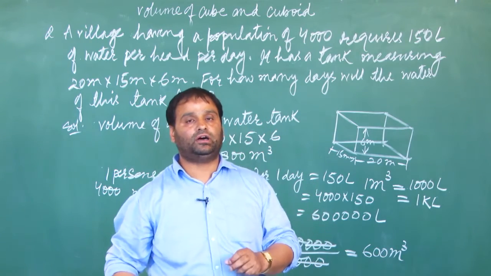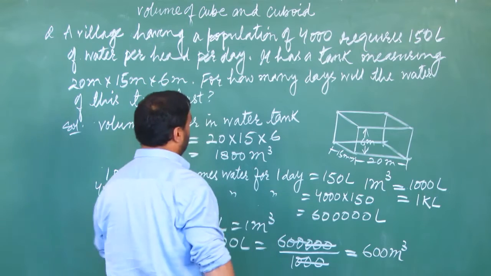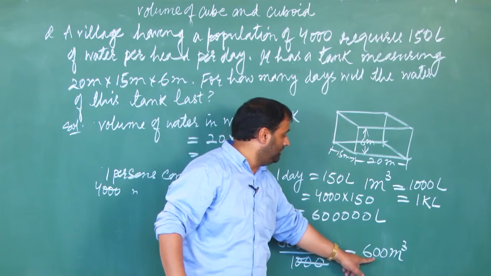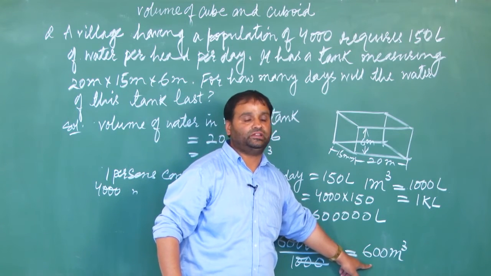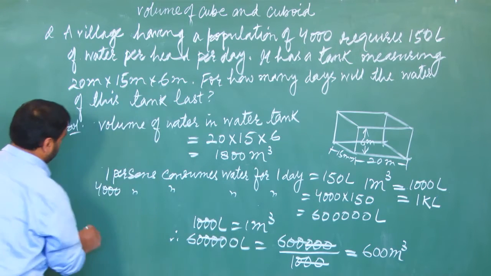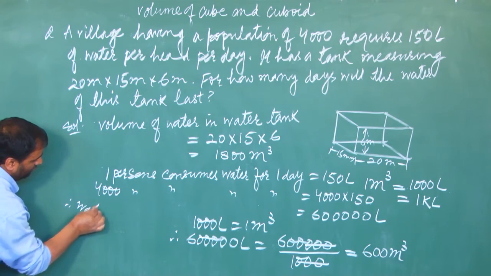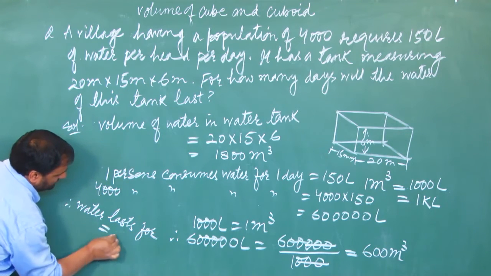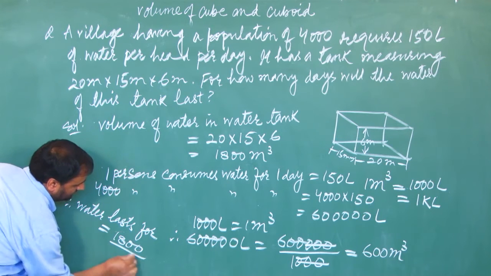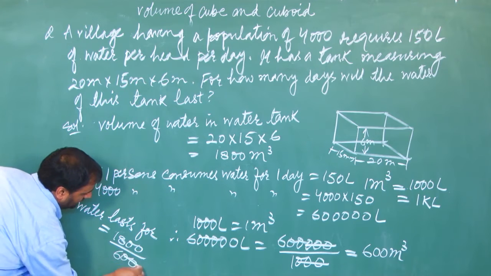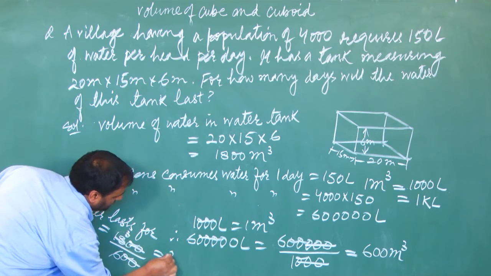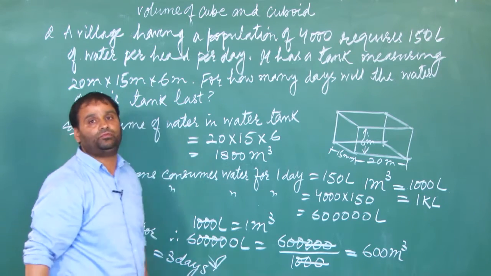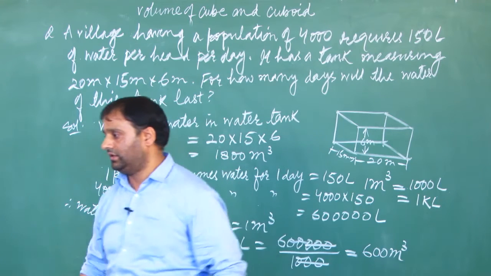How many days will the water last? The water will last for the total capacity of the tank, the water in the tank, divided by the water that is being consumed in a day. So, we can write it in that corner: water lasts for the total capacity of that water tank divided by the water consumed in a day. It is 3 days. The water in the tank will last for 3 days. Okay?